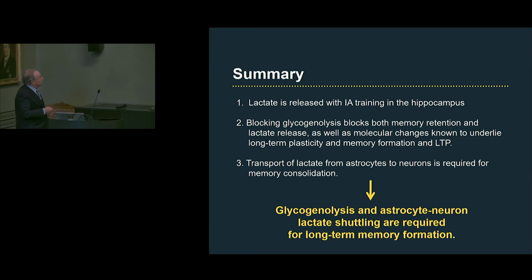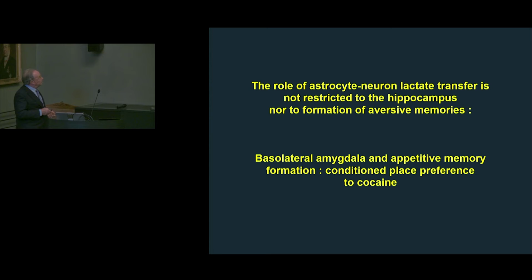And this is in vivo work. So in summary, what this experiment showed is that glycogenolysis and astrocyte-neuron lactate shuttling are required for long-term memory formation. An interesting and surprising observation, which we followed up, and I will show you in a few next slides.